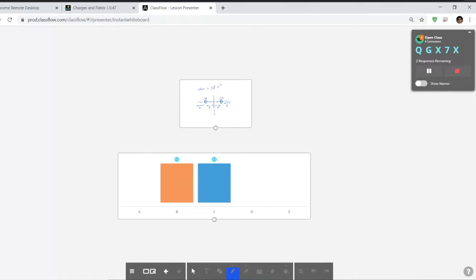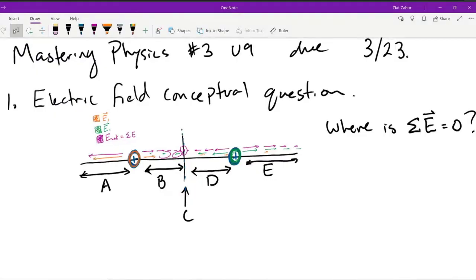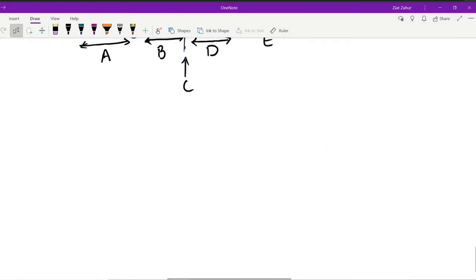Hint, it is not C. It is not. It can't be in the middle. Not only are the charges different, but the charges are opposite, which means attraction. They are attracting each other, right? So let's do the second one together, and then I'll close it up.